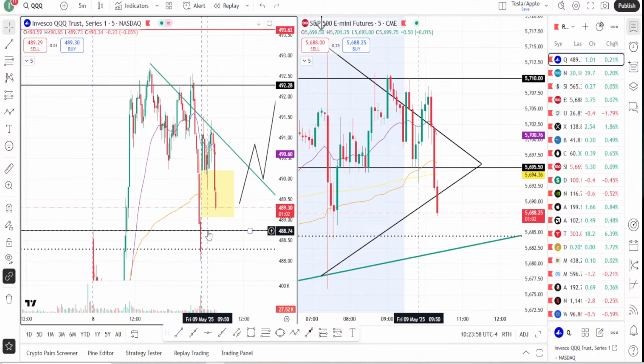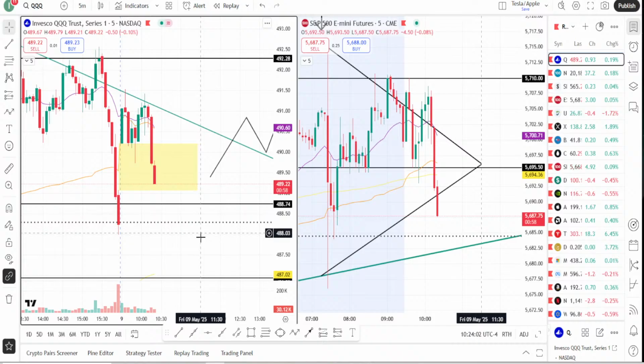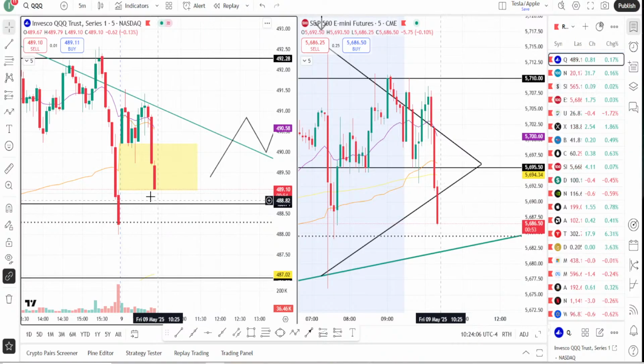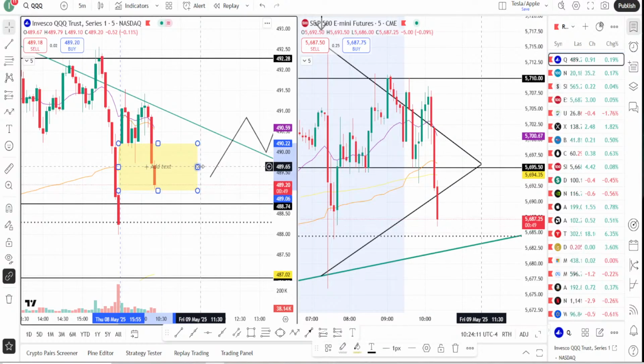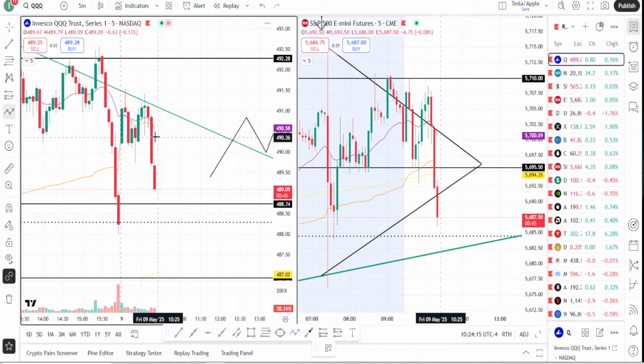Gap is about to fill on the Qs. Alright, the gap has filled. It filled the gap. We got what looks like a double top over here. Double top reversal.